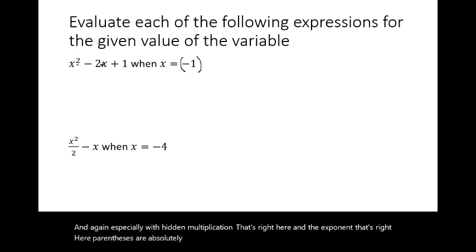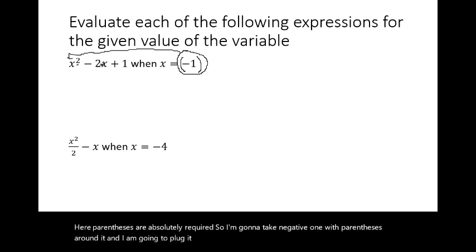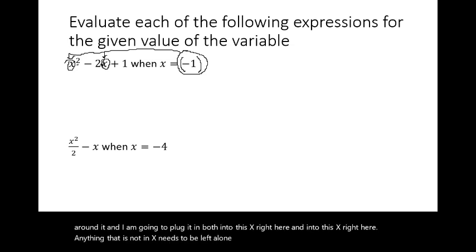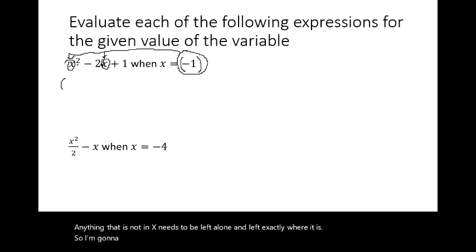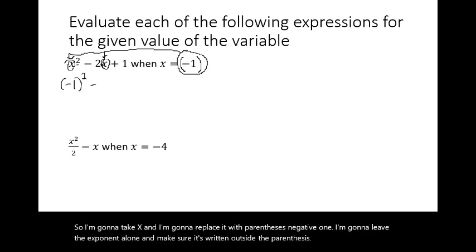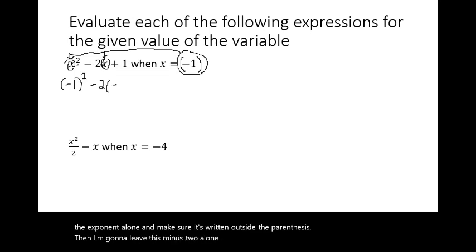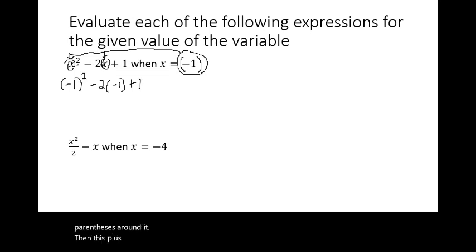So I'm going to take -1 with parentheses around it, and I am going to plug it in both into this x right here and into this x right here. Anything that is not an x needs to be left alone and left exactly where it is. So I'm going to take x and replace it with parentheses -1. I'm going to leave the exponent alone and make sure it's written outside the parentheses. Then I'm going to leave this -2 alone, and I'm going to replace x with -1 with parentheses around it. Then this +1, I'm going to leave it alone.